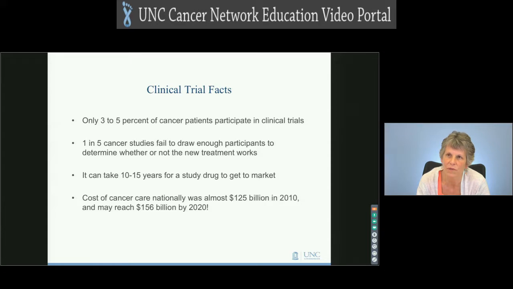So it's really important that we try to keep on task and on track and enroll and keep our trials open for shorter periods of time, get the quality data that we need so that we can keep moving forward.